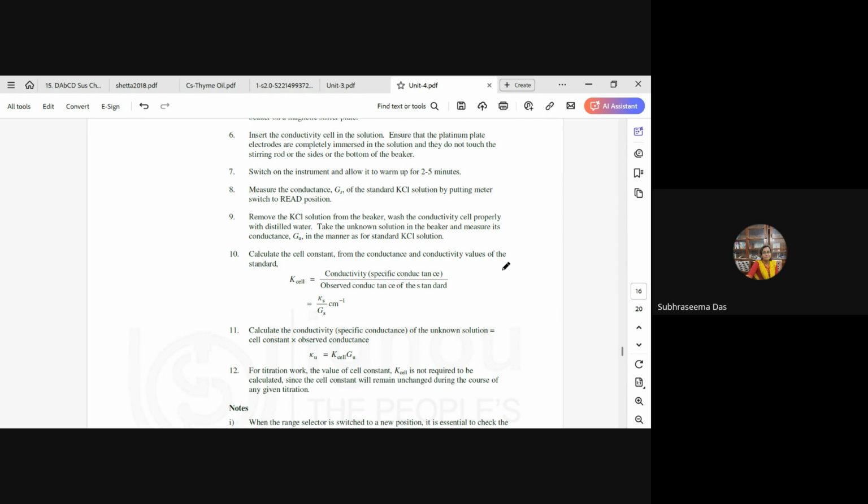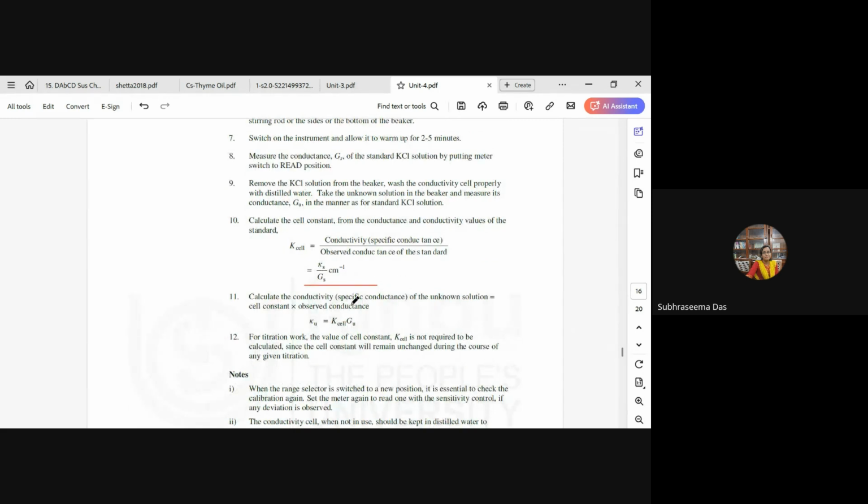Then we calculate the cell constant from the given equation: K cell, the cell constant, is equal to conductivity divided by the observed conductance of the standard. Then we calculate the conductivity of the unknown solution, that is the cell constant times the observed conductance. For titration work, the value of the cell constant is not required. When we perform a conductometric titration, the cell constant is not required because it remains unchanged during the titration process.